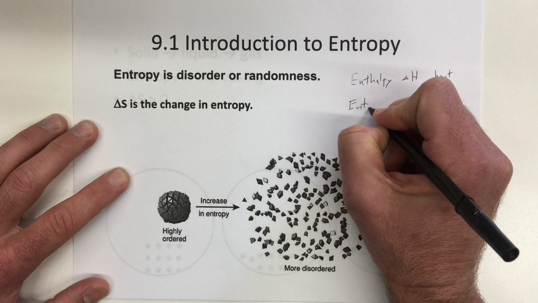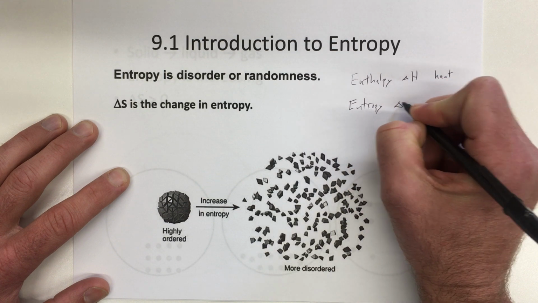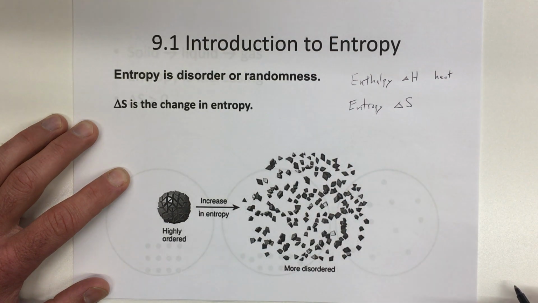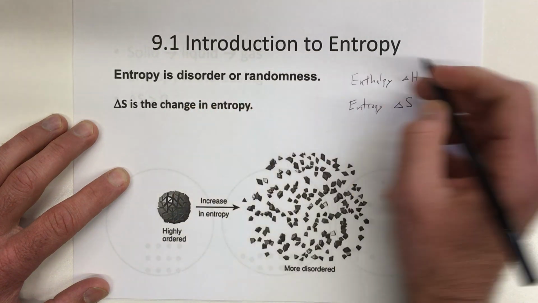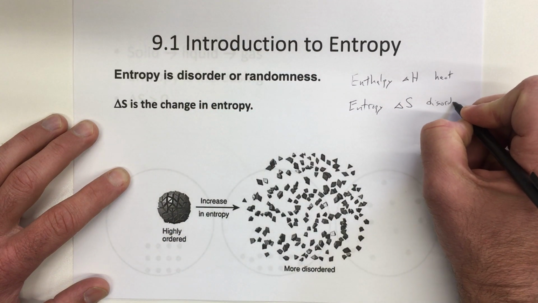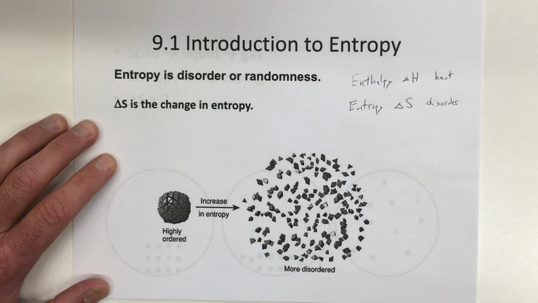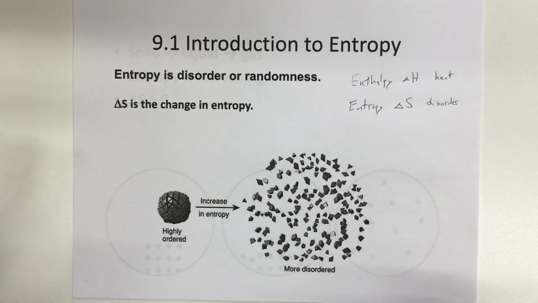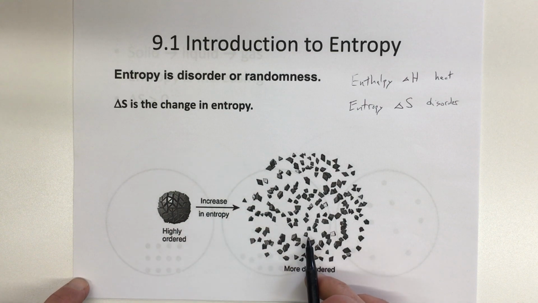Entropy is represented by delta S for an entropy change of a reaction. And what that is, is disorder. So it's how organized the particles are, and how free they are to move around. In this example, during this reaction, it starts out highly ordered, so all the pieces are close together. They're not really free to move around very much. And then after the reaction, all these pieces are independent, so there are more particles, and they're more disordered, more free to move around. So that's an example of an increase in entropy.